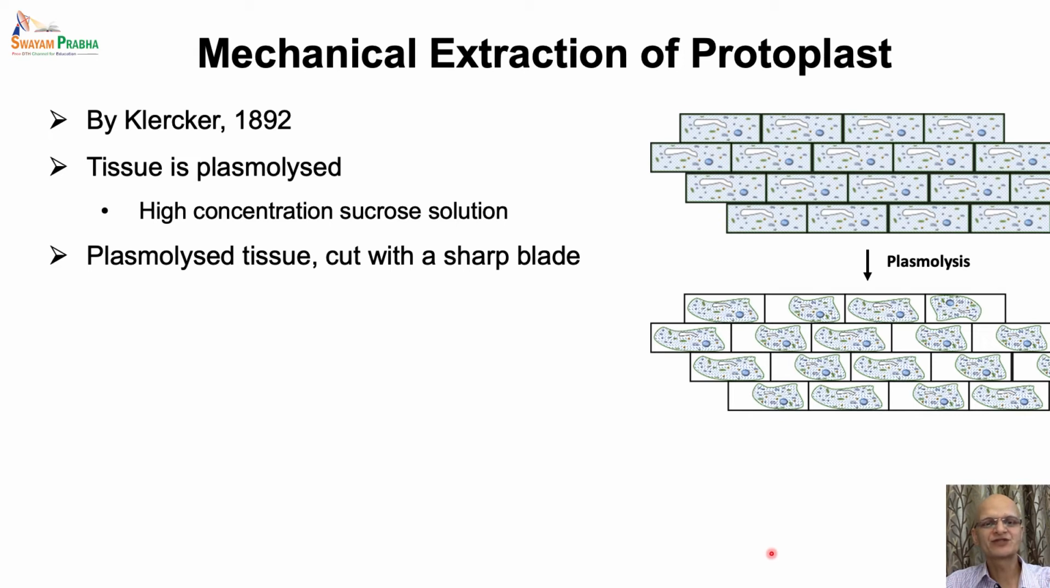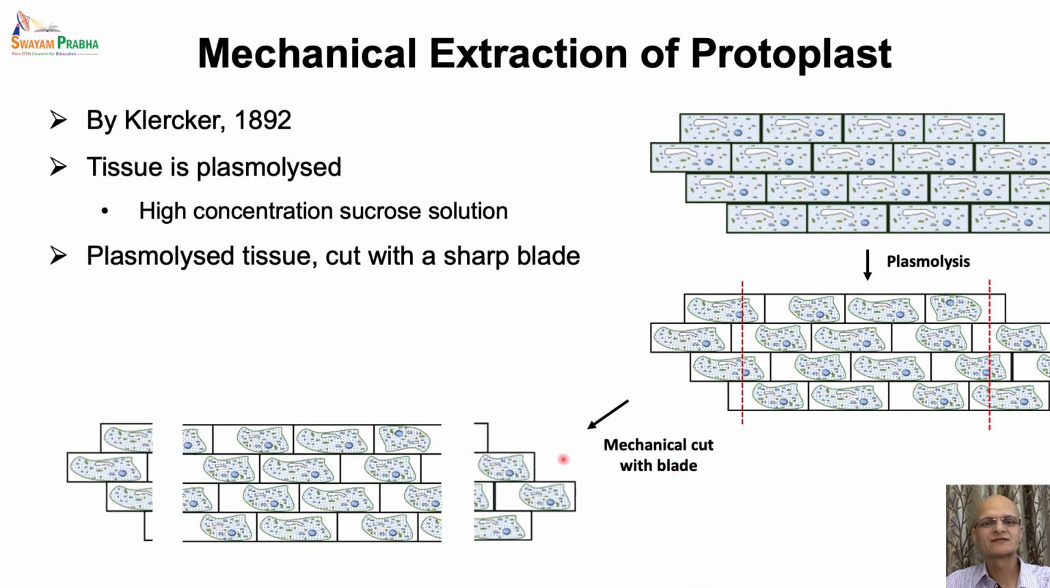Now, plasmolysed tissue is cut or dissected with the sharp blade into the smaller tissue segments, and in the process it will release the protoplast from the cells. Like here in the first case, the cut is made through the protoplast in the first cell, and therefore this protoplast is damaged or it will burst into the solution.